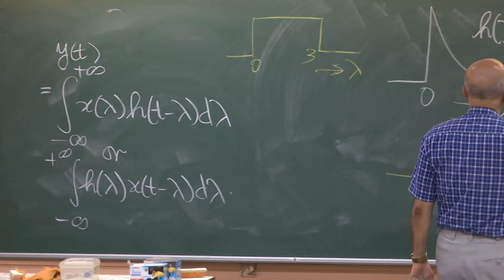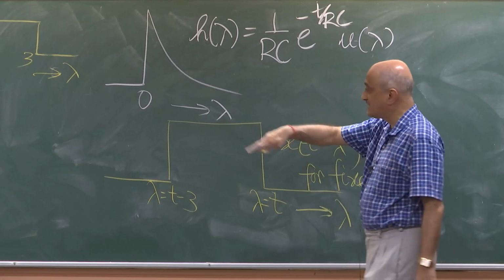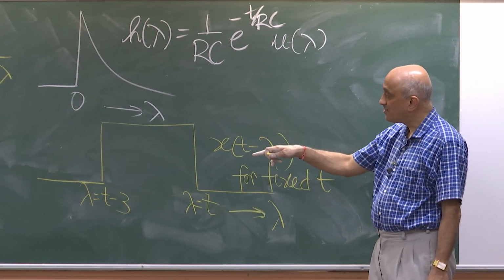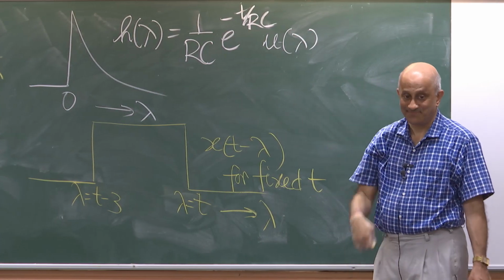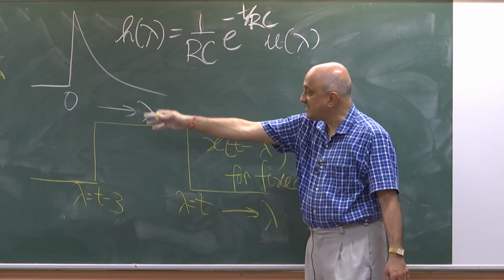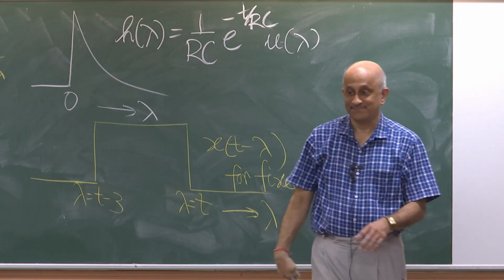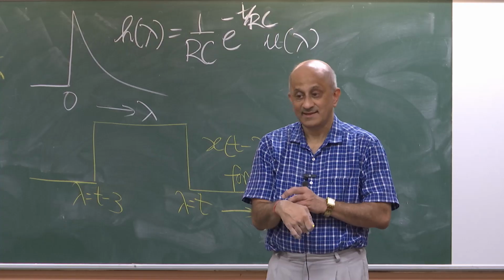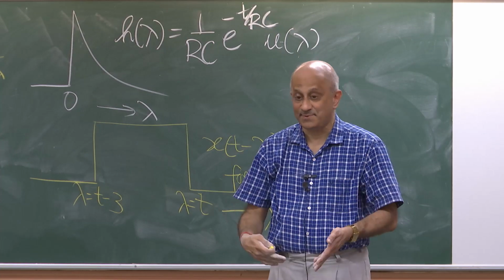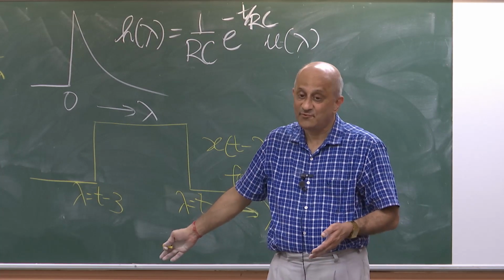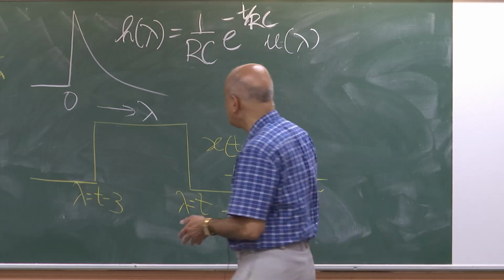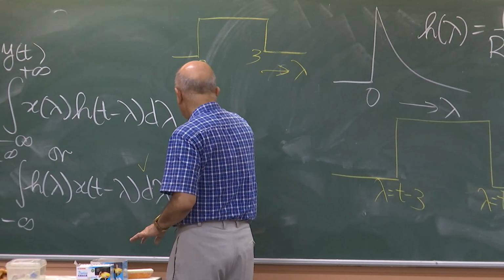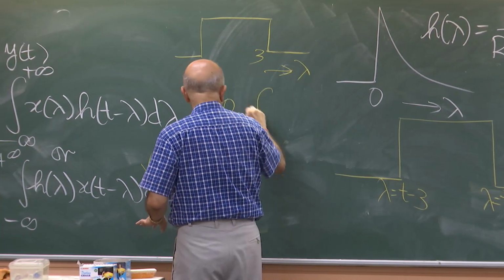And now this is multiplied by h of lambda and integrated with respect to lambda. What would the integral be for t less than 0? When t is less than 0, how much would the integral be? 0, because there's no overlap. There's no overlap of the pulse for t less than 0, right? So y of t is equal to 0 for t less than 0.